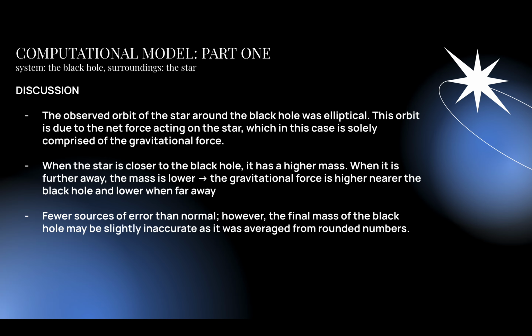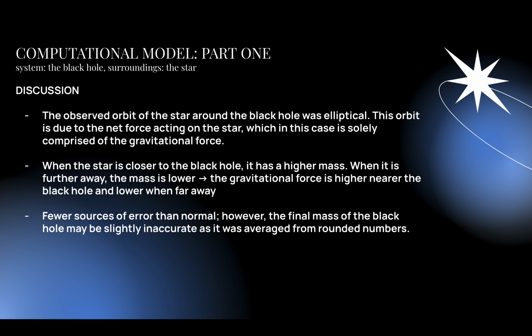The observed orbit of the star around the black hole was elliptical. This orbit is due to the net force acting on the star, which in this case is solely comprised of the gravitational force. When the star is closer to the black hole, it has a higher mass, and when it's further away, the mass is lower. This is due to the gravitational force being higher near the black hole and lower when further away.